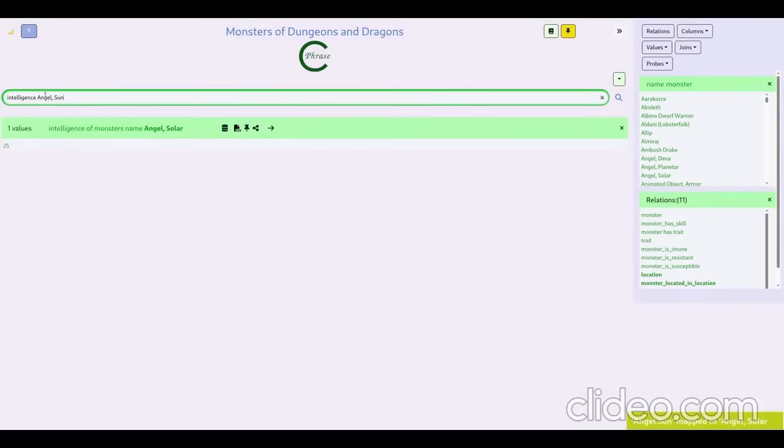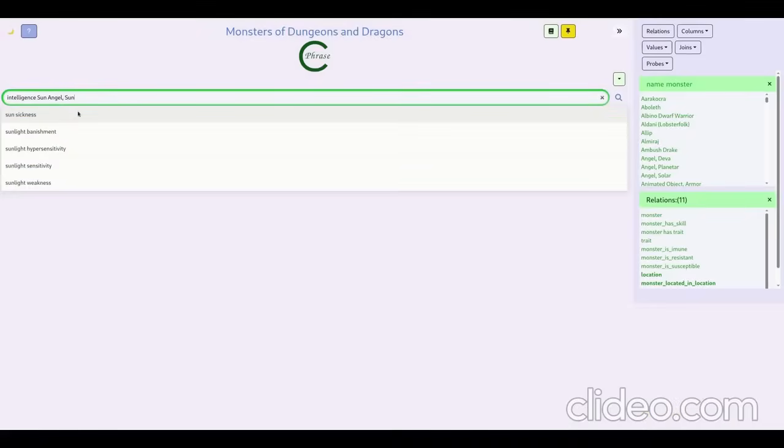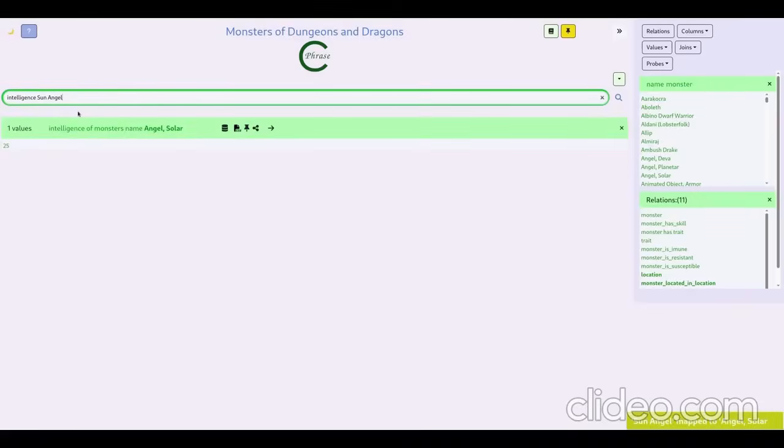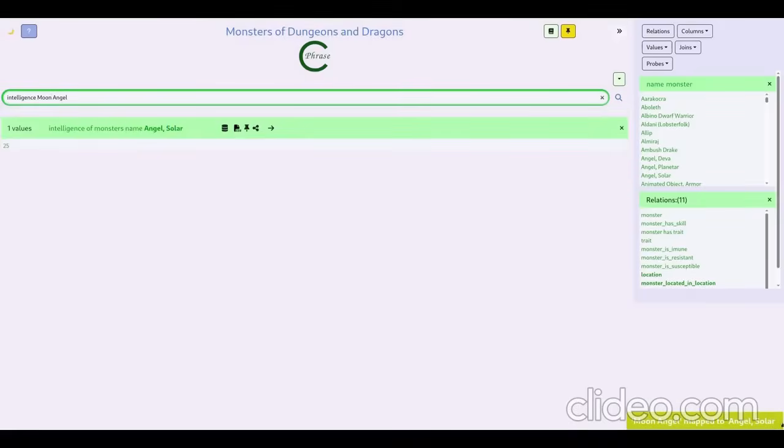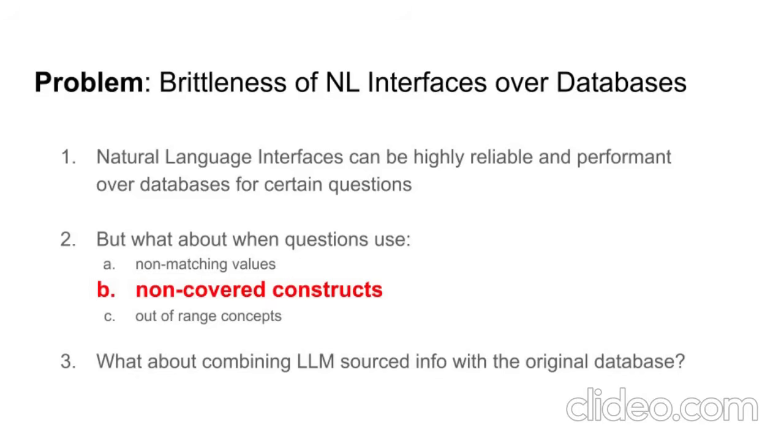Well, if you look down in the lower right-hand corner, it's actually doing the mapping. So it's using SBERT to do the mappings to find the right value. And of course, what happens if we have something like moon angel? Well, it's still doing that, so the user has to be somewhat attentive to what's going on with that. So let's talk about non-covered constructs now.